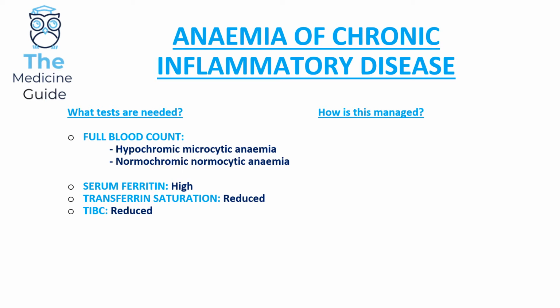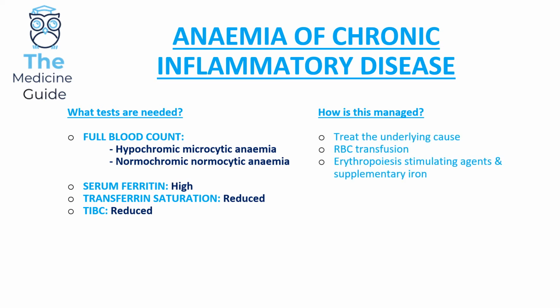You need to be very confident in interpreting the ferritin, the transferrin and TIBC values, because you might be asked to compare these values in a patient who's got iron deficiency anemia. So you need to be confident in how those values would present in anemia of chronic inflammatory disease and how they would present in iron deficiency anemia, because that's a very classical SBA that they can throw in. And the management of anemia of chronic inflammatory disease involves treating the underlying cause, considering a red blood cell transfusion, potentially considering erythropoiesis stimulating agents and supplementary iron.